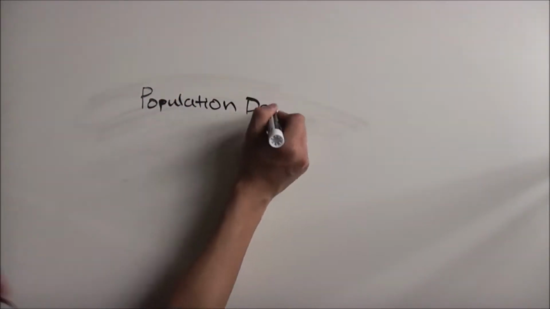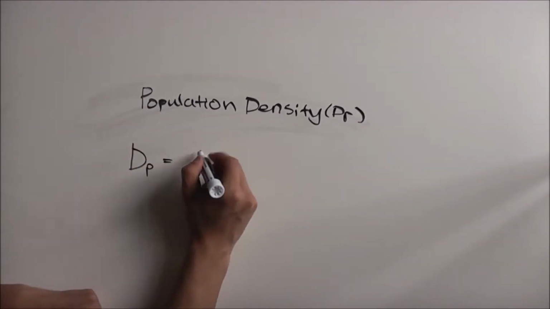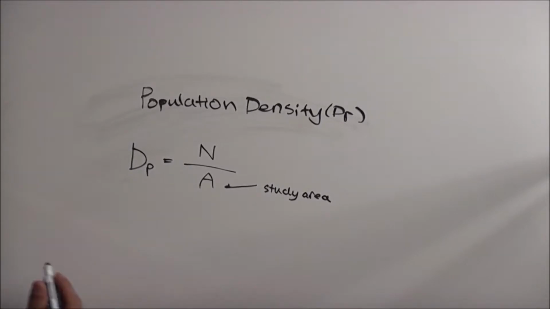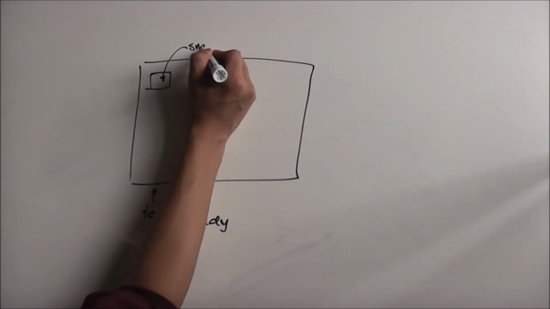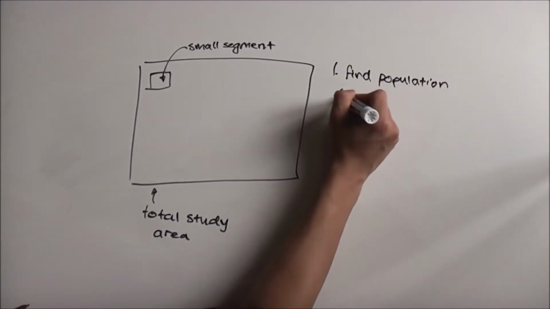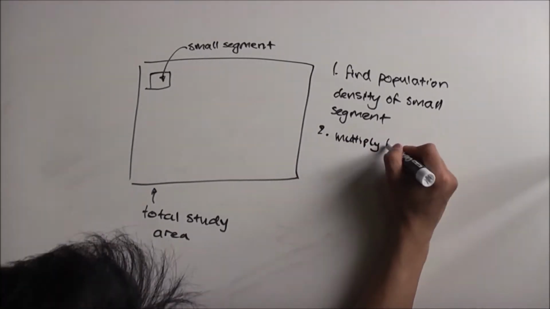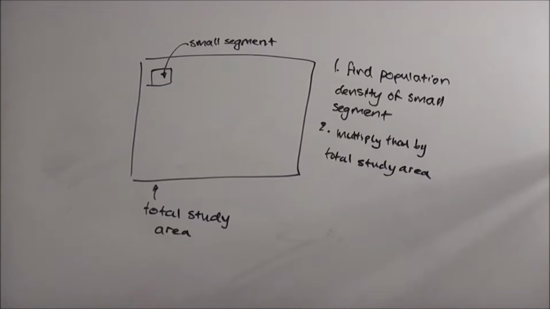This brings us to our next calculation of population density, or DP. Population density can be represented by the equation n over a, where n is the total population size and a is of course the study area. Population density is extremely useful for being able to estimate the population of a specific species in a larger area. Instead of determining the number of species within the total area, we can simply find the population density within a small section and then multiply by the total area, because population density is simply a measure of population size per unit area.